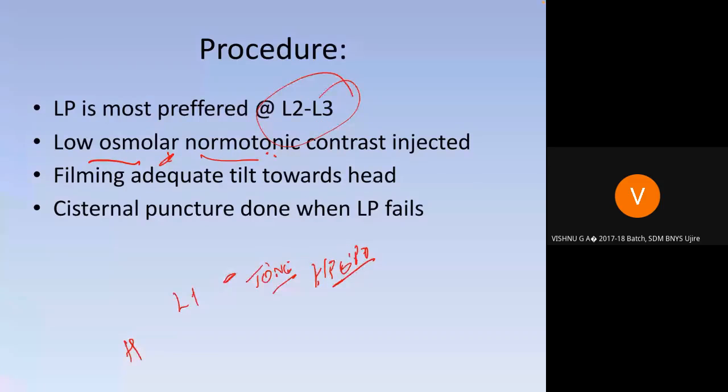Okay, that is injected. Why do you want to inject something which is hypotonic and not hypertonic? What will happen if you just drop water into the spinal canal? Exosmosis. Yeah, you don't want to increase the pressure further, so you use low osmolar. And then we tilt the head based on how much of the area you want to see. Then systemic puncture, that is, you do a direct puncture if the lumbar puncture fails. What is systemic puncture? I want you to go and read.